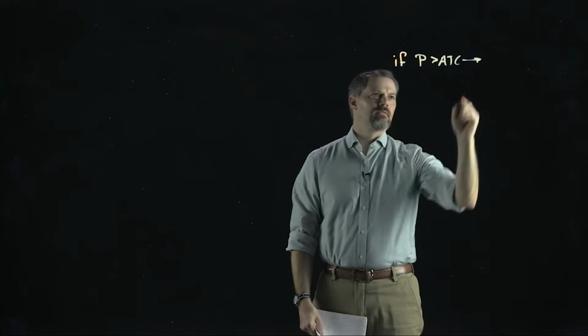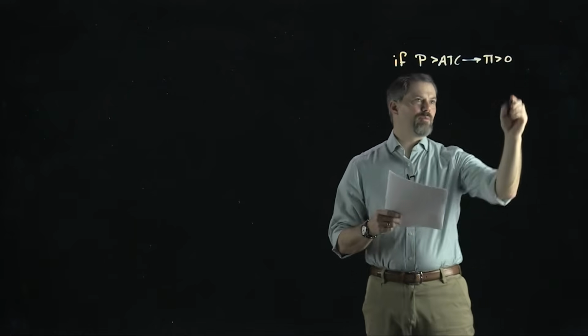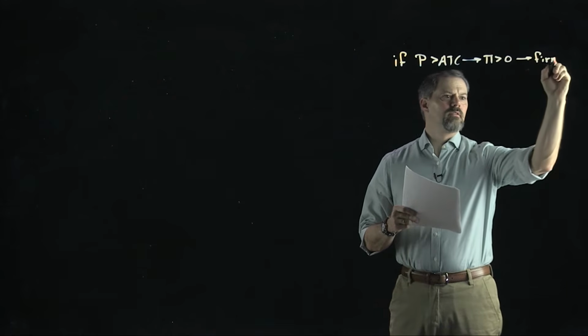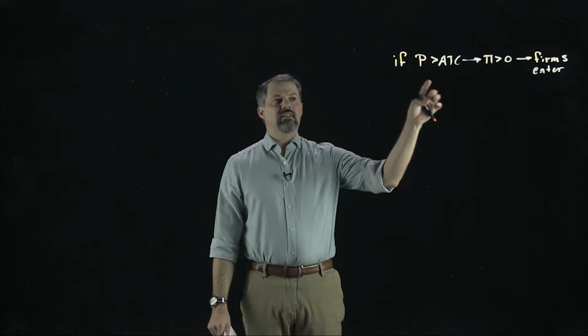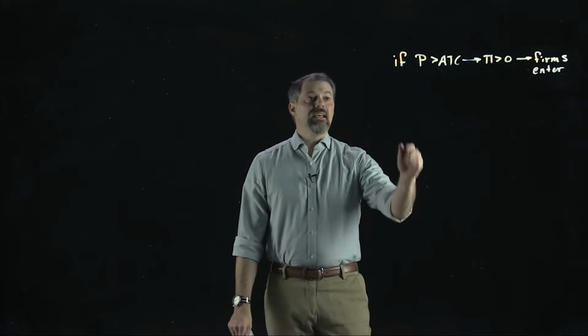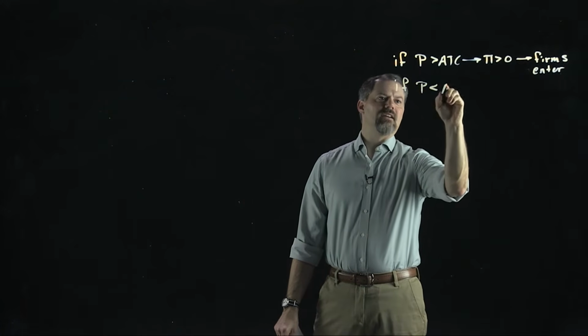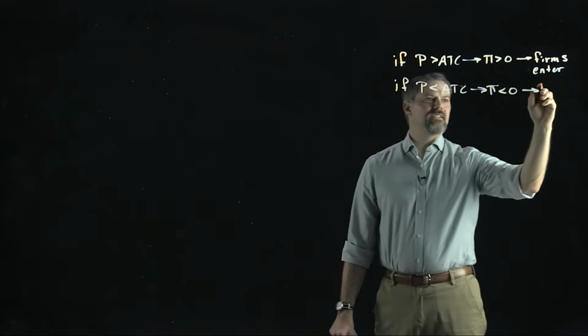Let's summarize what we've just figured out here, and that is we know that if price is ever greater than average total cost, then profit is going to be positive and firms will enter. And as the firms enter that market, that's going to drive price back to equal average total cost, and profit will be driven to zero. If price is ever less than average total cost, we know that that means that profit is negative and firms will be exiting in the long run.